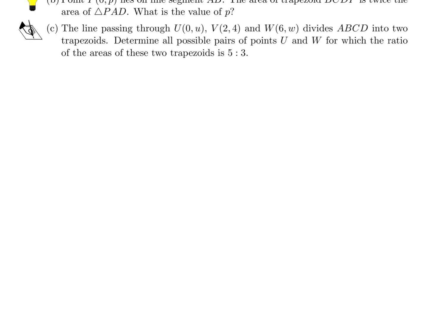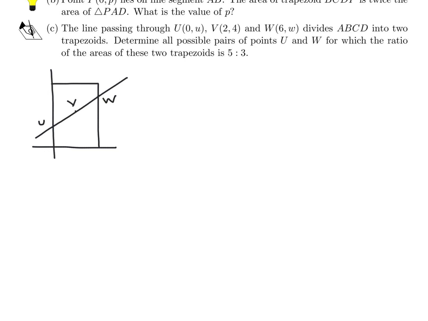The line passing through UVW divides ABCD into two trapezoids. Determine all possible values of U and W for which the ratio of these two trapezoids is 5 to 3. So let's make a diagram. The first type of cut is something like that. So this is U, and this isn't going to be drawn to scale, but you get the point, and that point is going to be W.